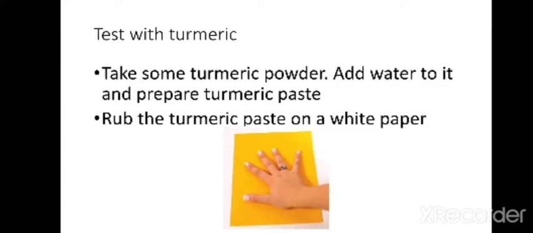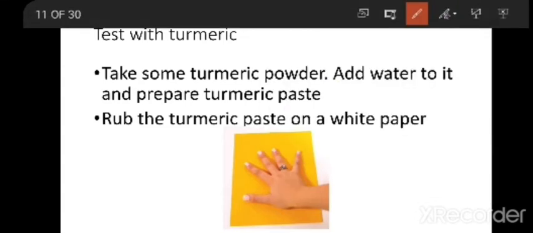In the last video itself, we have seen examples of natural indicators, that is turmeric and litmus paper and also hibiscus. So today we are going to see tests with natural indicators. First we will look into the test with turmeric.